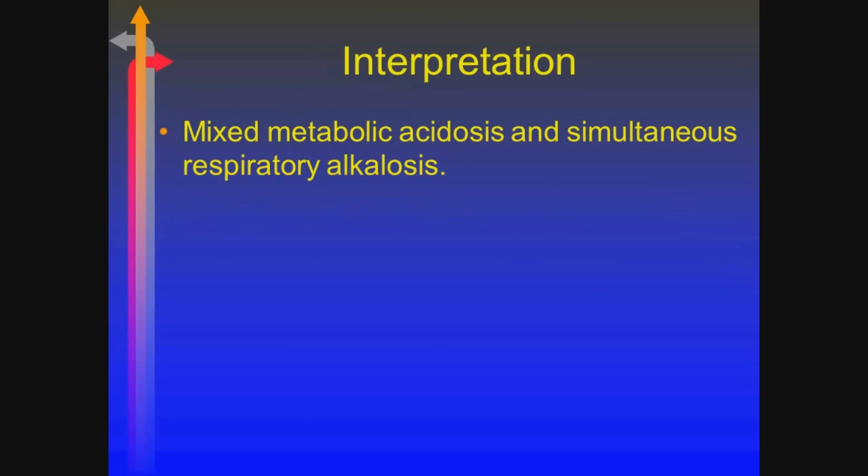So I have a mixed metabolic acidosis, and simultaneously I have a respiratory alkalosis, part of which is compensatory, part of which is something going on in the respiratory centers. More than meets the eye.